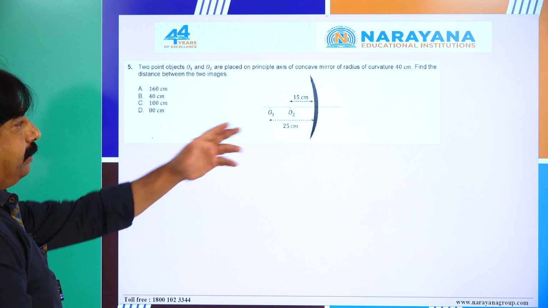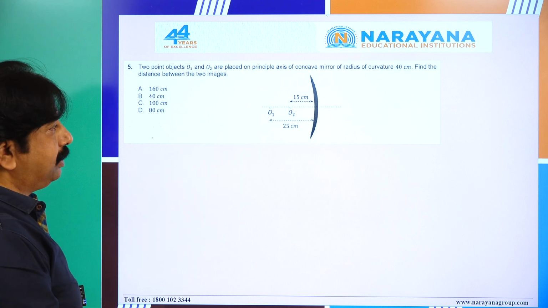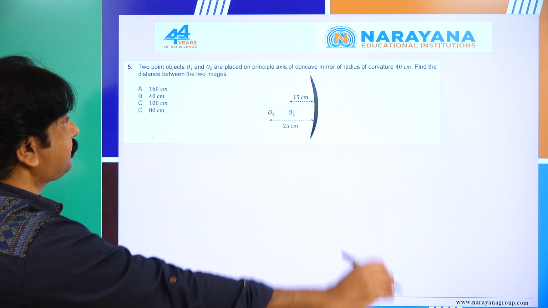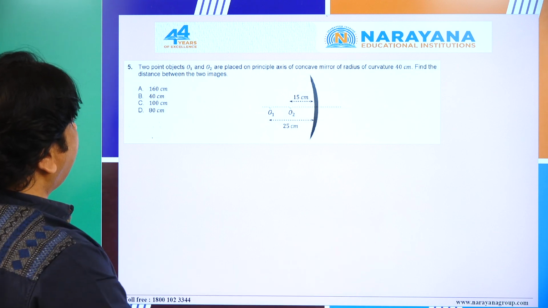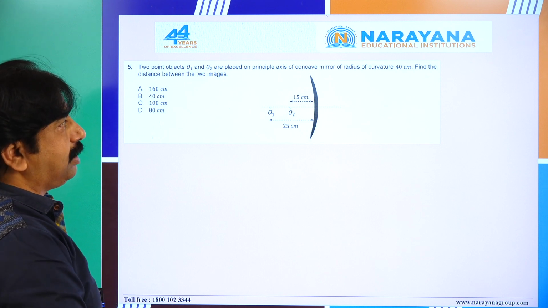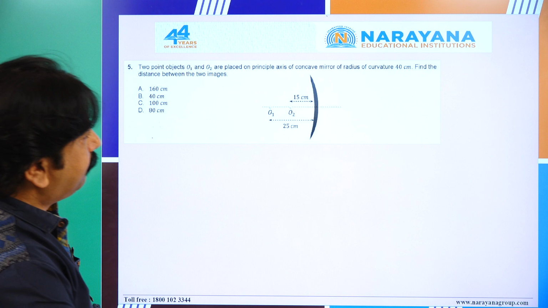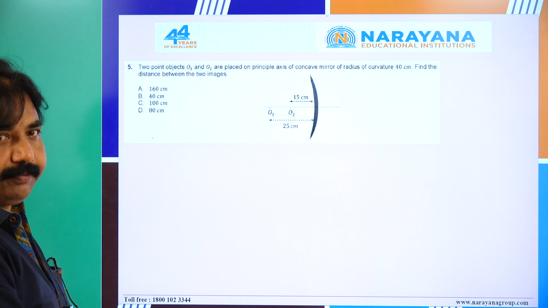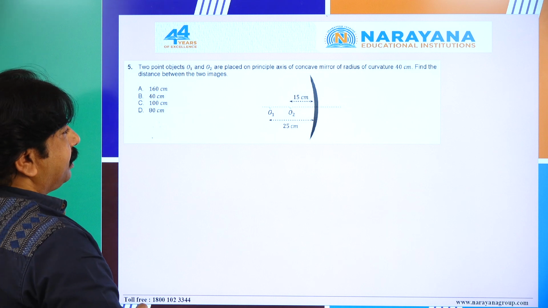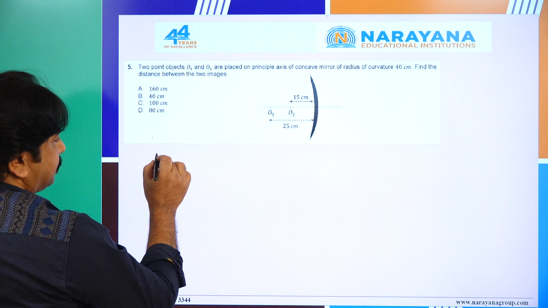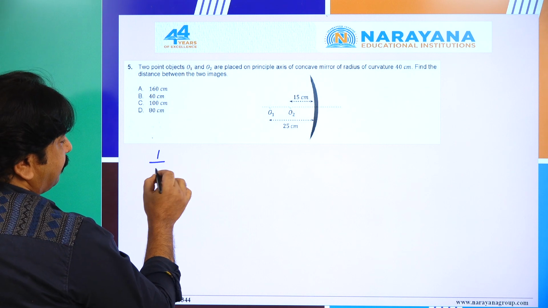It is purely from ray optics, that too on the mirror concept. Two object points O1 and O2 are placed on the principal axis of a concave mirror of radius of curvature 40 centimeters. Find the distance between the two images. Now, image distance we have to calculate. Observe the points. Basically, what is the formula for this case?